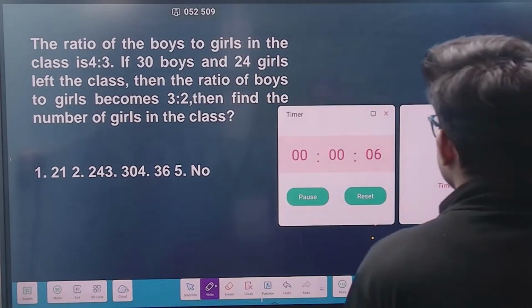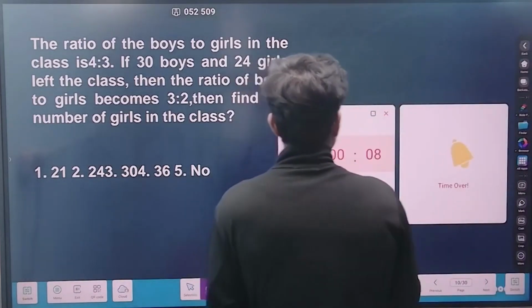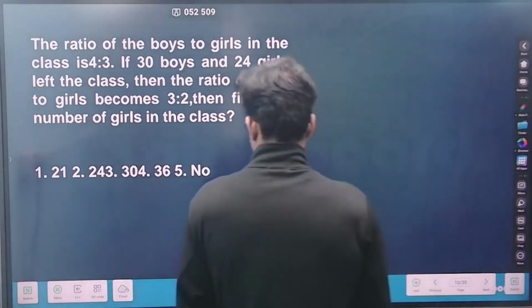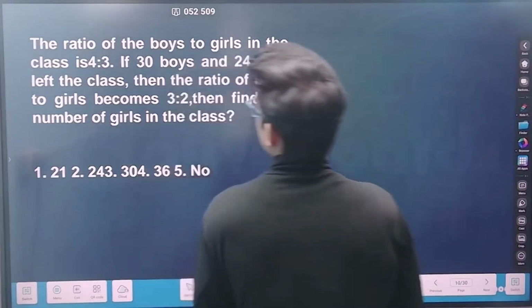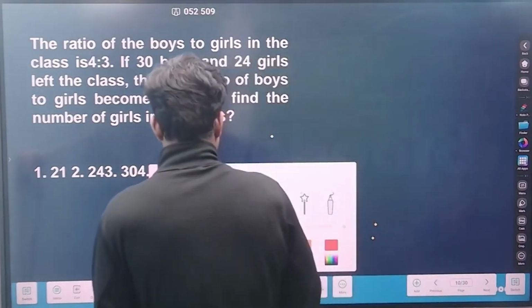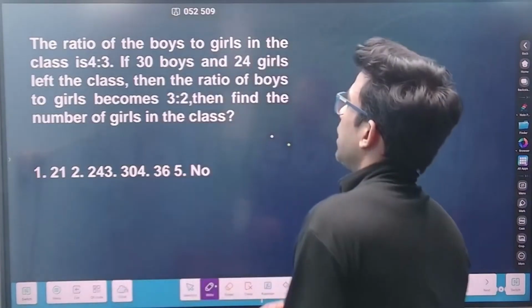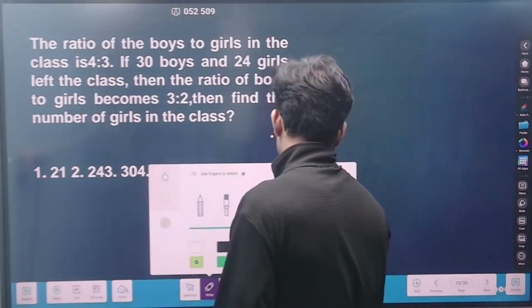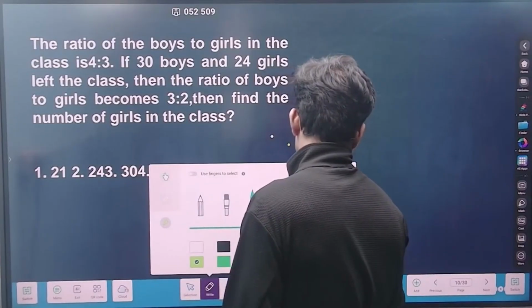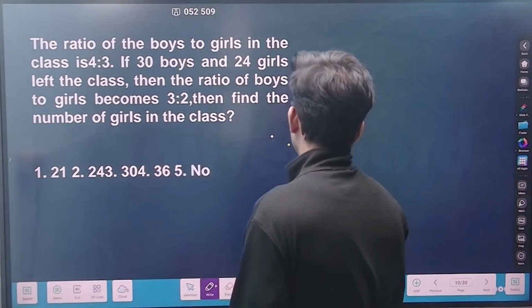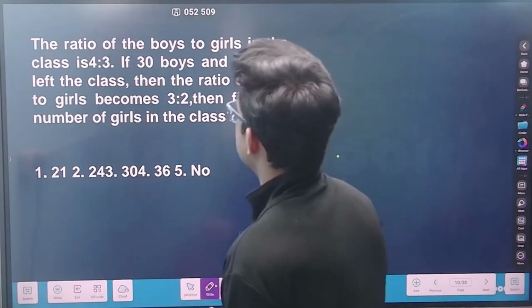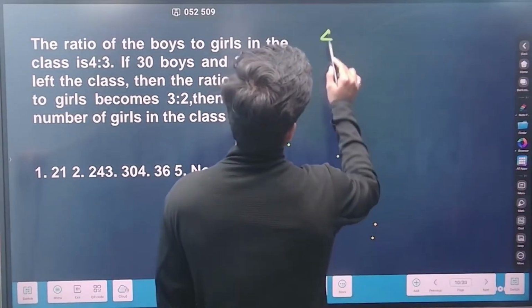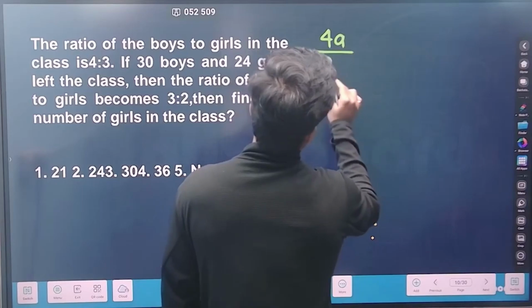No one? Okay. So let me try now. What they are saying basically is that the ratio of boys to girls is 4 is to 3. So 4a upon 3a.